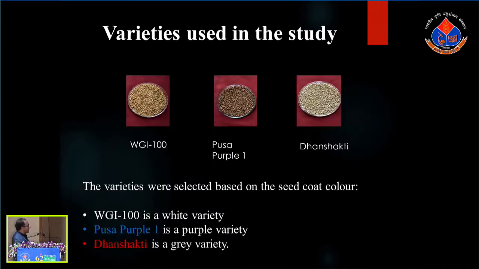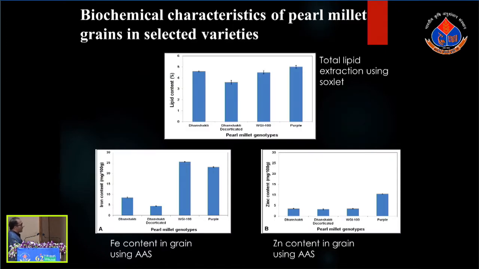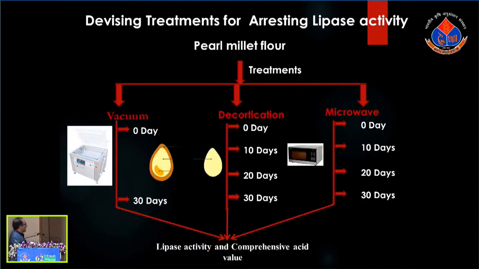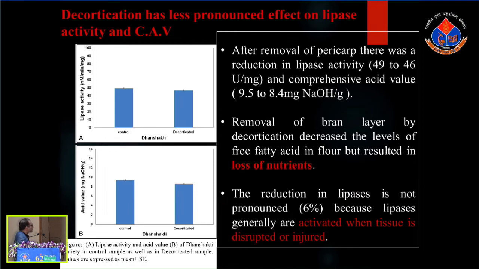Then they tried different treatments on different varieties of pearl millet. These three varieties were used: WG100, which is the white variety, then Pusa Purple 1, which is the purple one, and Dhan Shakti, which is a grey variety. They did the biochemical analysis of these three varieties, and then they tried three different treatments: the vacuum treatment, the decortication, and the microwave treatment. Then they studied the effect of these treatments on the lipase activity and the quality of the flour, which is indicated by the comprehensive acid value.